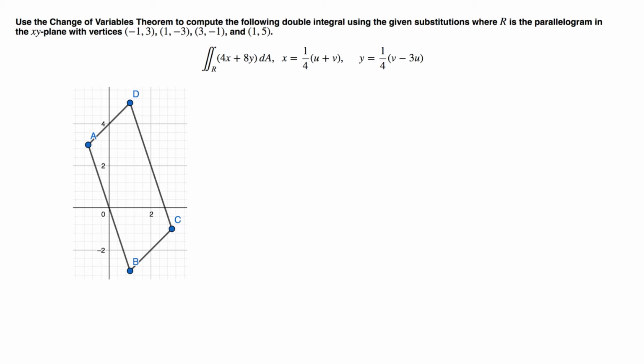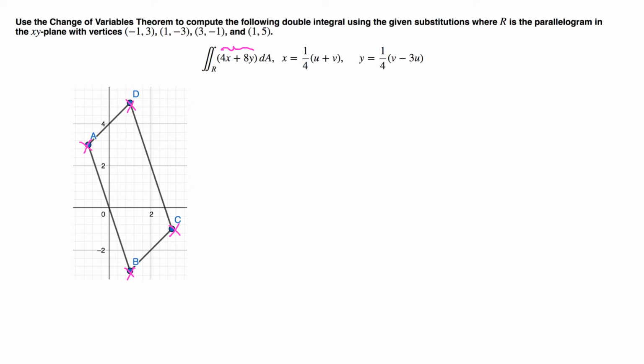Use the change of variables theorem to compute the following double integral. So we have this integrand here, 4x plus 8y, with respect to this region, which is a parallelogram with vertices (-1, 3), (1, -3), (3, -1), and (1, 5). This is not a nice region, so integration is complicated. That's why we make some substitutions.